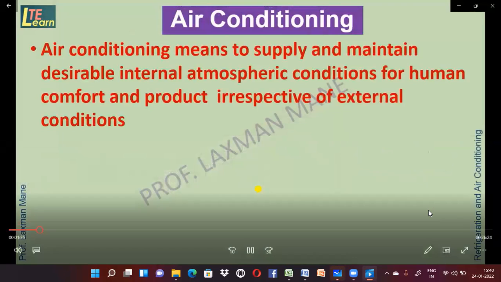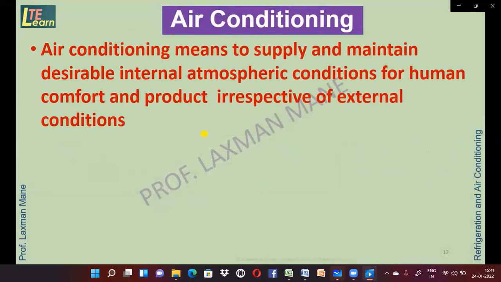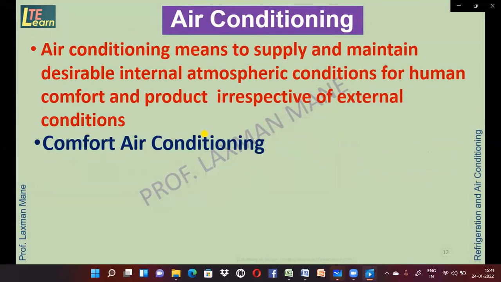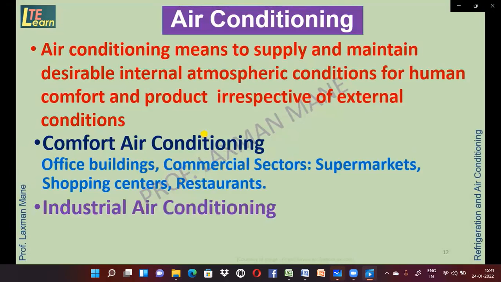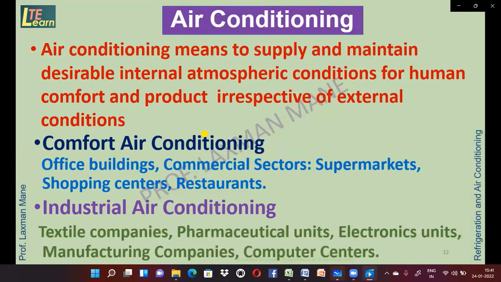Air conditioning means to supply and maintain desirable internal atmospheric conditions for human comfort and product, irrespective of external conditions. There are mainly two categories of air conditioning: comfort air conditioning, which is used in office buildings and commercial sectors like supermarkets, shopping centers, restaurants, etc.; and industrial air conditioning, which is used in textile companies, pharmaceutical units, electronics units, manufacturing companies, computer centers, etc.